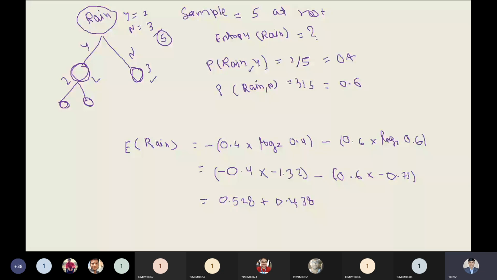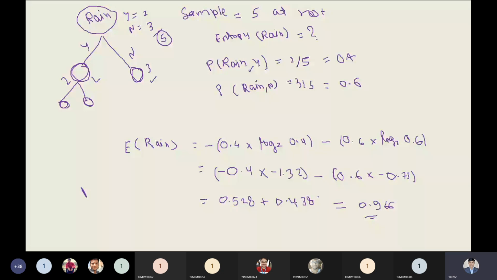We are getting the approximate value 0.966. Now keep in mind the entropy value should not be greater than 1. If you are getting an entropy value greater than 1, it means you are making some calculation mistake. If you get less than or equal to 1, it's okay. But if you get 1, we will stop the bifurcation, or the expansion of the node. But here we are getting the value 0.966.